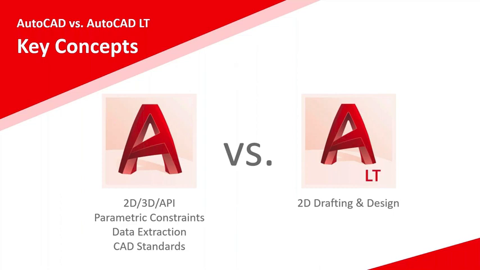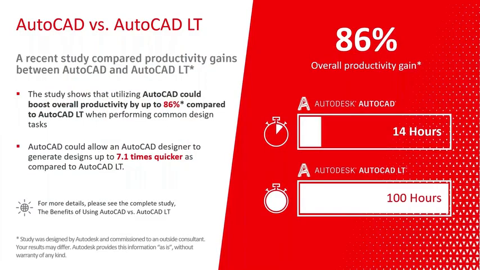We're going to see how, from a productivity and a time and motion kind of environment, AutoCAD stacks up against AutoCAD LT. So moving forward now into a really good visual slide, you basically get an 86% overall productivity gain. Now there is a little asterisk next to that, and there's a little disclaimer at the bottom, basically saying that the study was designed by Autodesk and commissioned to an outside consultant. So your results may differ. You may not get exactly 86%.